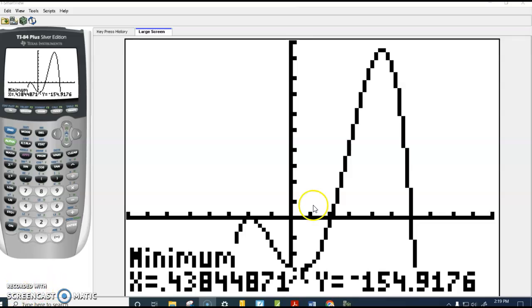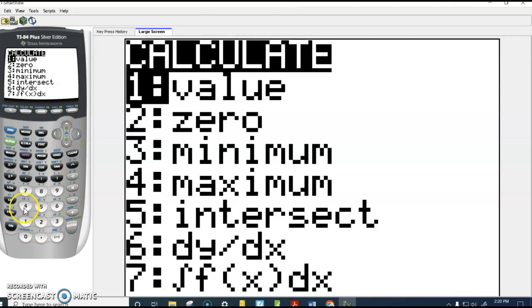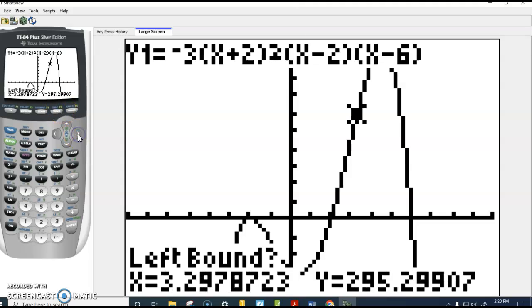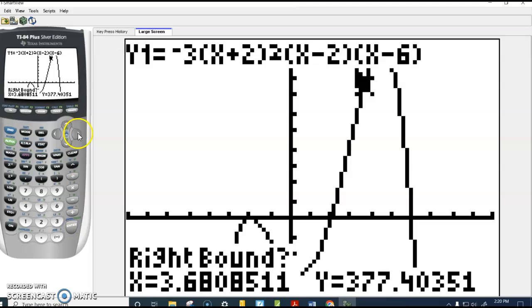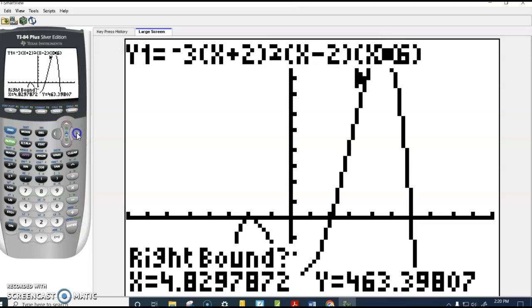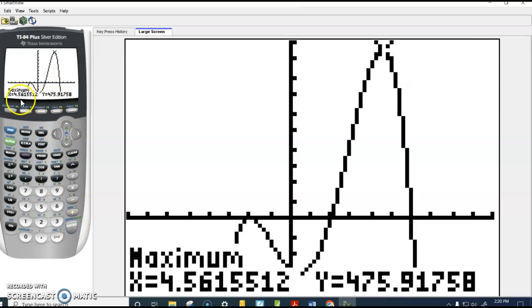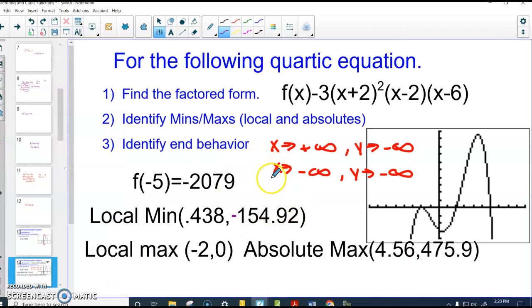The next thing that we're going to do is find the maxes. In this case, that one's pretty easy because I know that's a turning point, so I do know that I have one at 2, 0. Let's try to find out what this other one is. I'm going to go second, trace, and go to max, which is going to be 4. We're going to follow the same procedure we did for the min. We're going to go to the left of that max and press enter. Then I'm going to go to the right of it, a little bit above, press enter, enter again. So you get another maximum at 4.56 and 475.93.